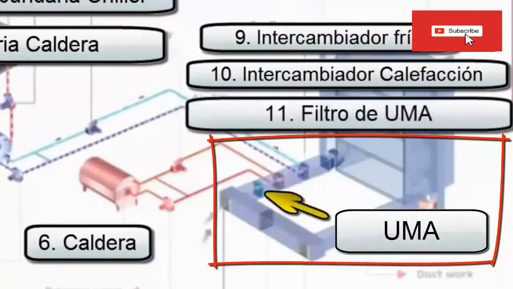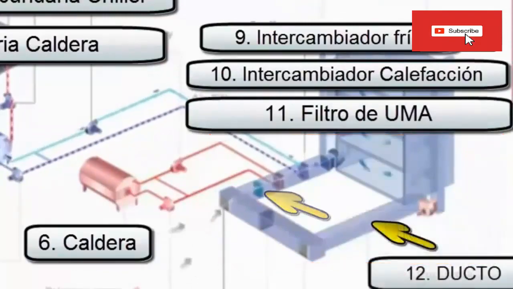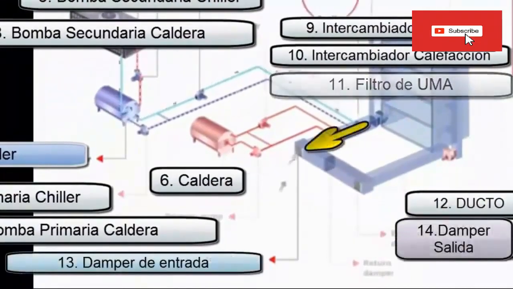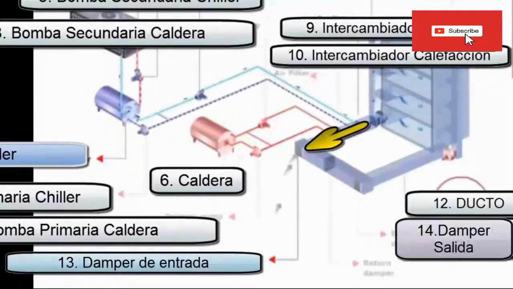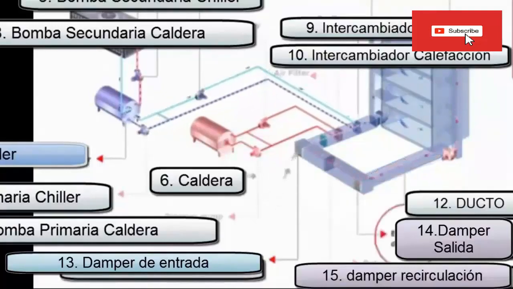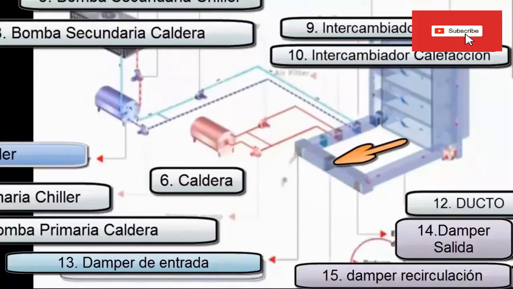11. Air filters. 12. Air supply duct. 13. Entrance dampers to carry out the control of air renewal with fresh air from the outside. 14. Exit dampers to control the expulsion of air to the outside. 15. Return damper to control the recirculation flow.